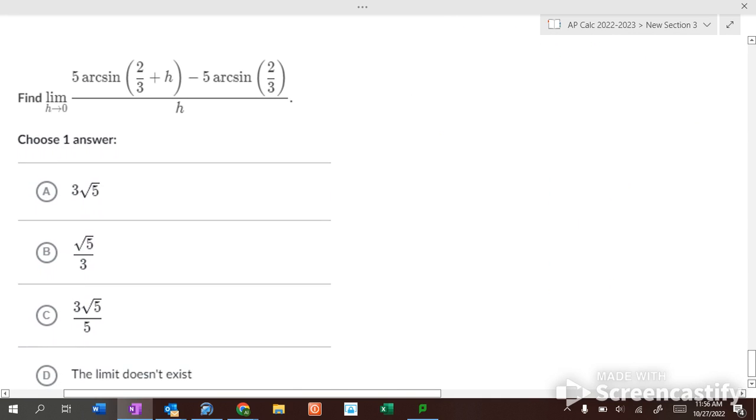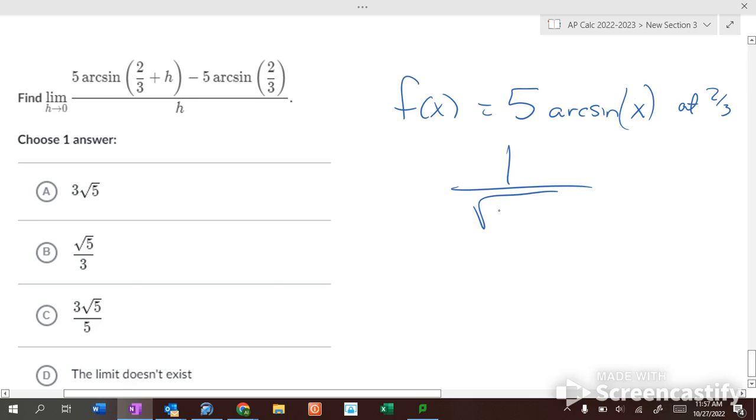Okay, this one. This one caught me. I got this one wrong when I tried it the first time. Okay? What is f of x? There you guys go. Is arc sine how you say that? Arc sine is how you say it. At 2/3. What is 5 arc sine of x going to be? Well, what's the inverse sine of just x? Because that's all it is here. It's 1 over square root of 1 minus x squared, right? And since there's a 5 out front, we leave a 5 out front. Now, this happens at 2/3. So you stick the 2/3 in.